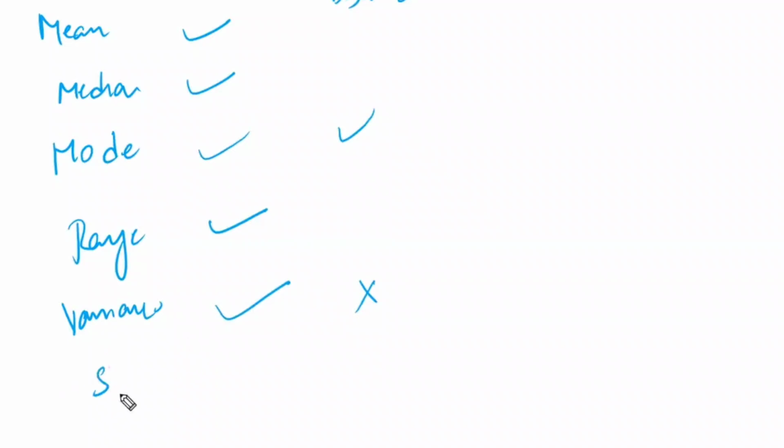And next one is standard deviation. This one is also for the continuous variable only. And next, coefficient of variation is also possible for the continuous variable. For the discrete variable, none of them is possible except mode. Except mode, nothing is possible for the discrete variable, right?